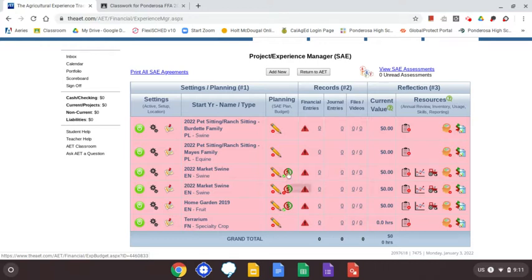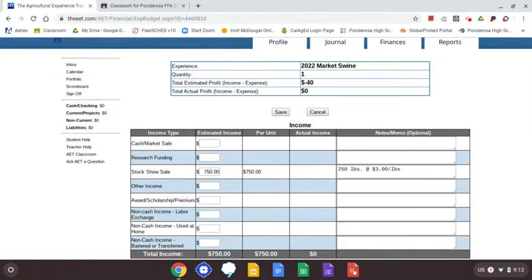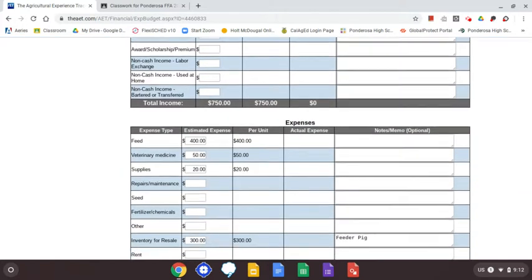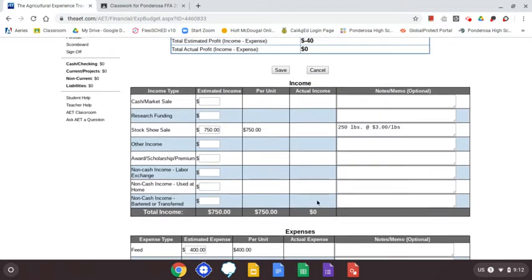Some students are confused by the budget because they think they have to put in actual things that happened at the end of the project. That's not the point of a budget. A budget is used to look forward before you ever start so that you can make wise decisions. But of course, if you need to go in and change something, you can delete, you can edit, you can change this however you need to.